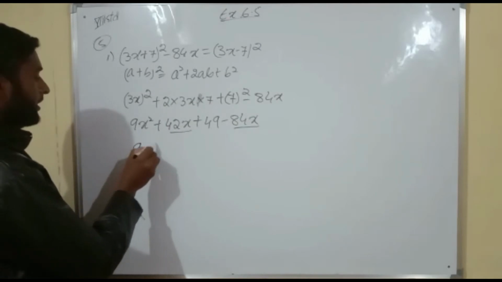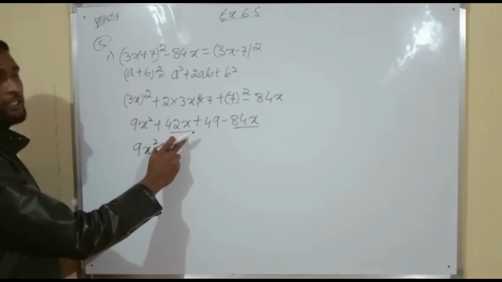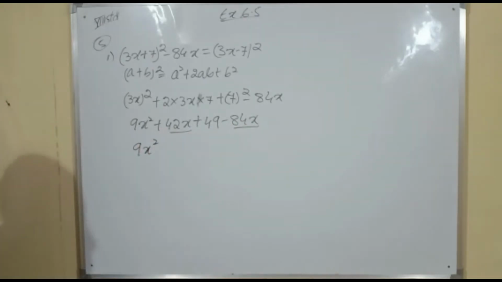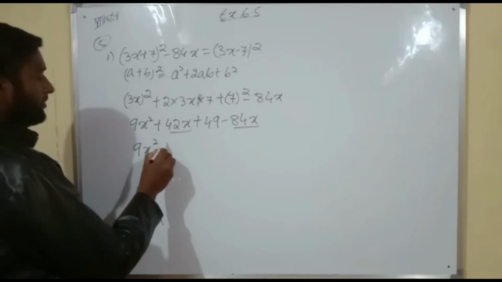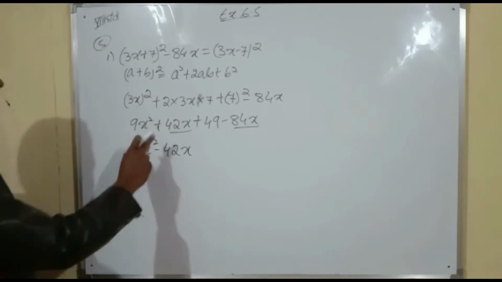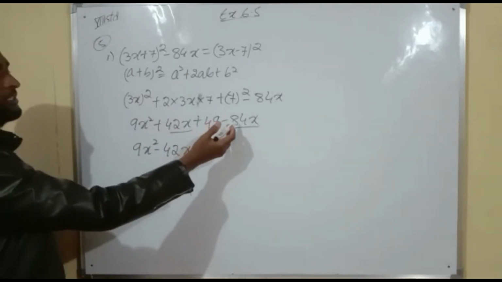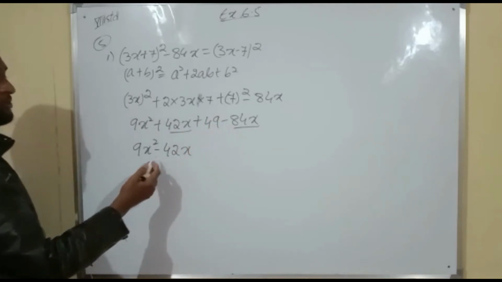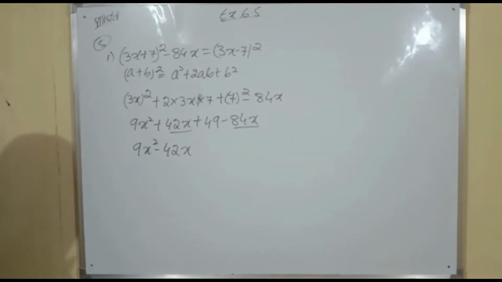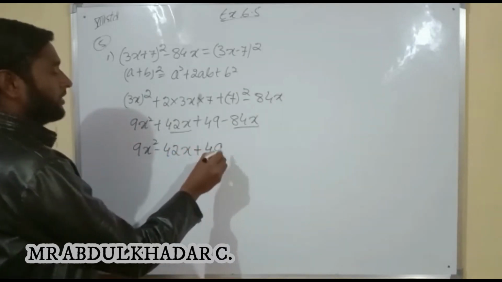So it is 9x square, 42x minus 84x. If you subtract, we will get minus 42x, because both have different signs, so I have to subtract here. The bigger number has the minus sign, that's why I have to put the minus sign here. Okay, it is minus 42x plus 49.